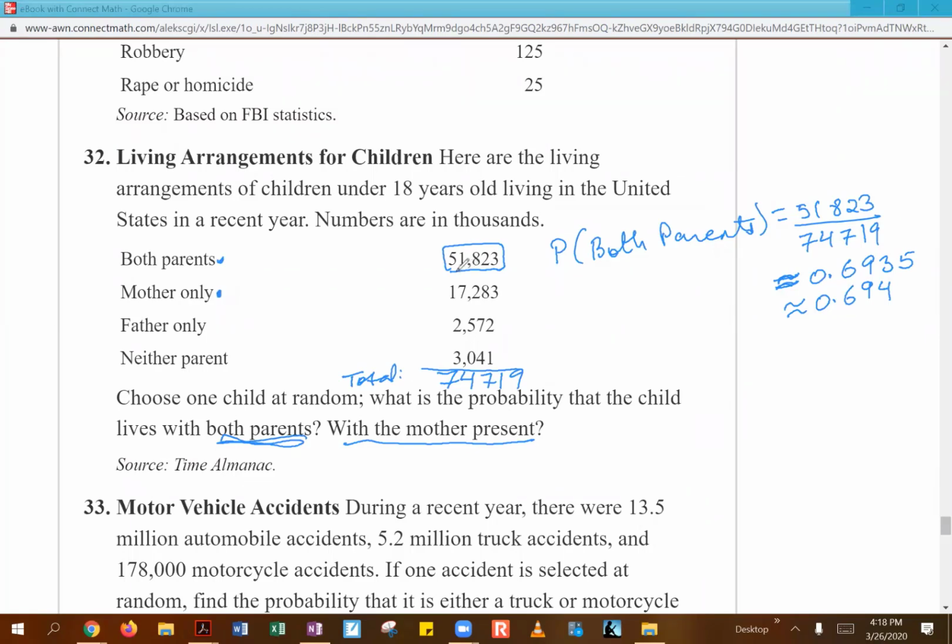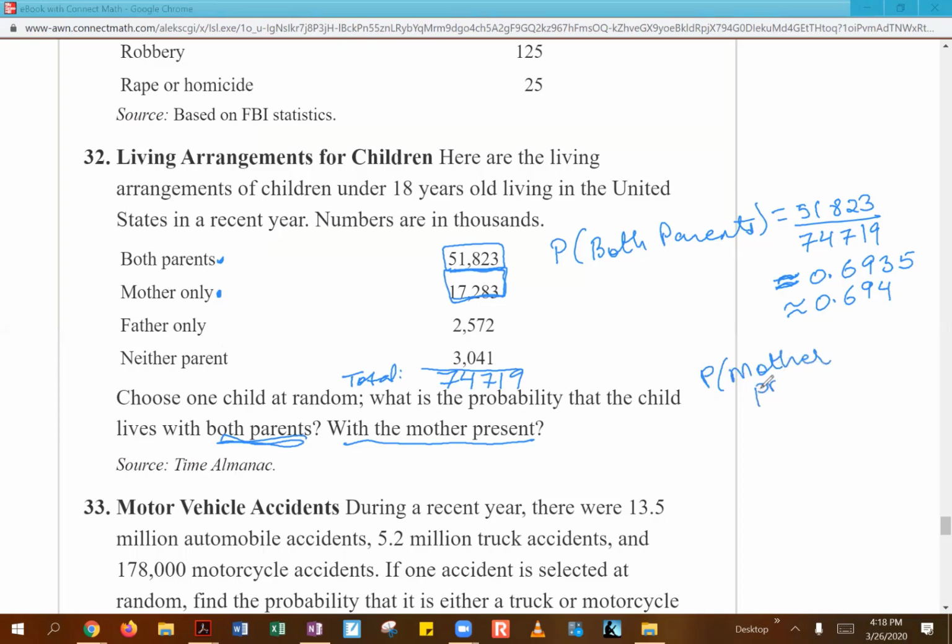So it's actually going to take the first and the second number into account, because again, remember, with both parents, you have the mother present. If they're living with the mother, then obviously they have the mother present. But if the children are living with the father only, that means the mom is not there. And of course, if they're living with neither of their parents, then again, the mother is not present.